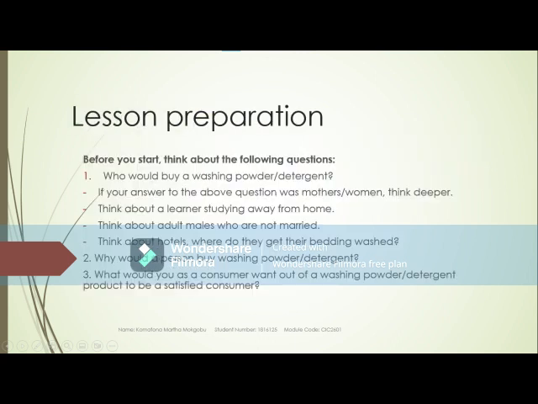Now we go into lesson preparation. Before you start, think about the following questions. Number 1, who should buy a washing powder? If your answer to the above question was mothers or women, think deeper. Think about a learner studying away from home. Think about the elder male who are not married. Think about hotels where they do get their washing done.